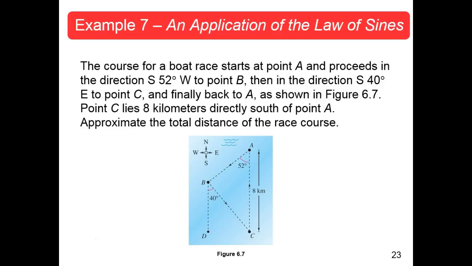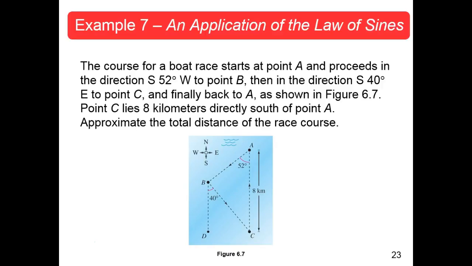And then you go back, you go to point C, and then finally go back to A, with point C lying exactly 8 kilometers directly south of point A. The question is, approximate the total distance of the race course. If you can call it that. It's all over water. Okay.